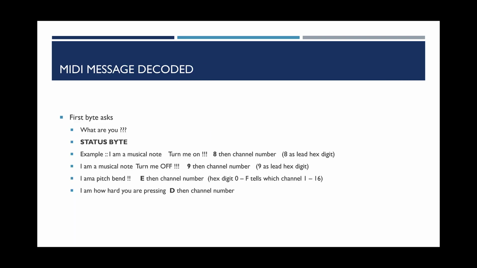And here's what it means to Ableton. Ableton says, okay, let me look at the first byte. Oh, you've got an 8? 8 means the message, I am a musical note, turn me on. Okay, that's easy. If you had wanted to turn it off, it would be a 9. If you wanted to send a pitch bend, it would be an E. If you wanted to tell how hard you were pressing on the drum pad, it would be a D. Okay, so there are different messages. The one we're sending with this one is, I'm a note, turn me on.